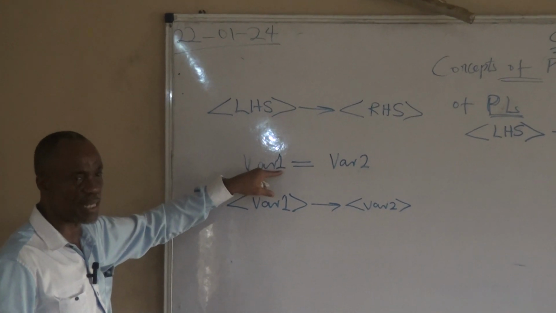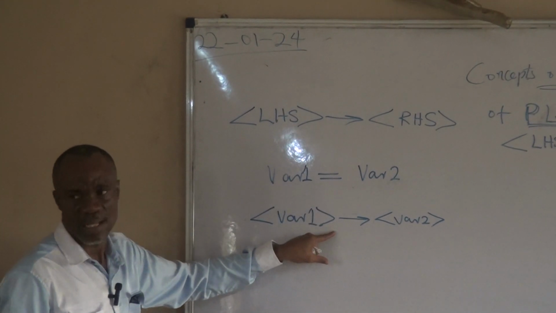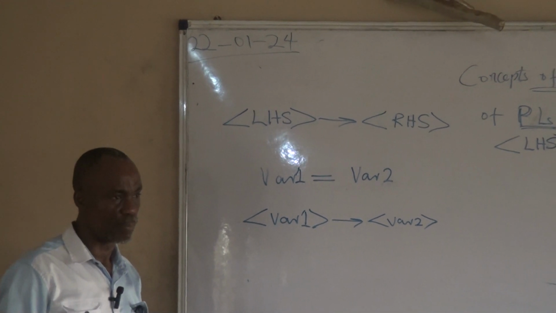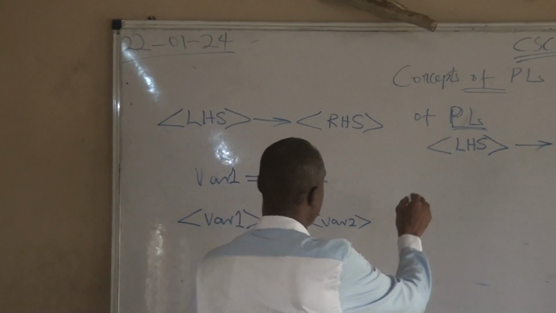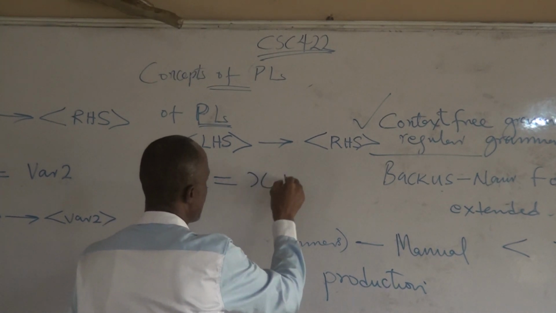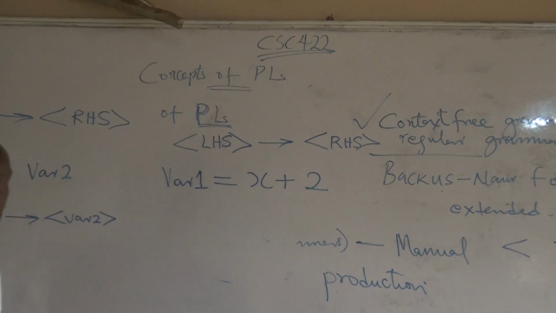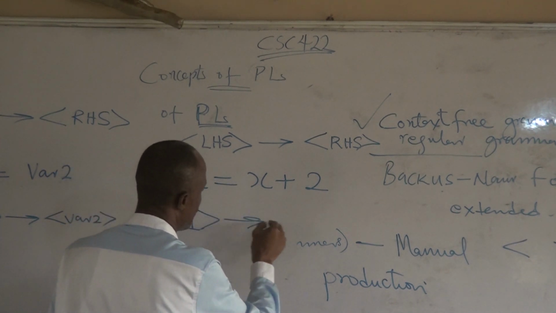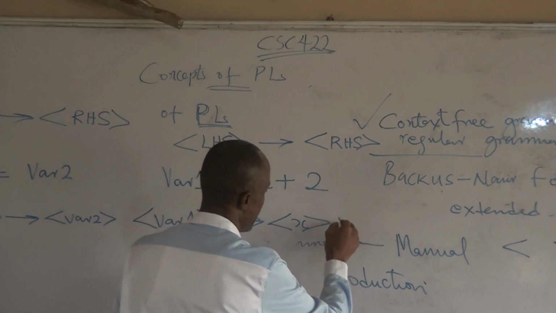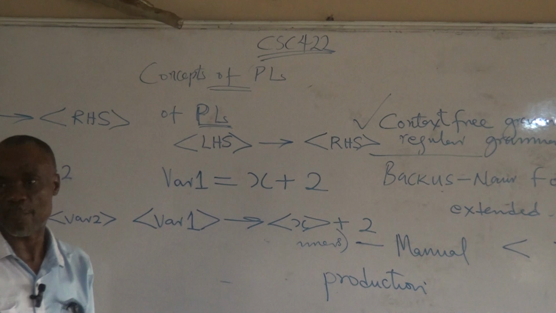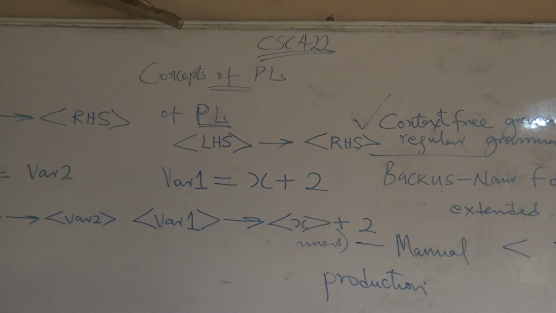So this is an assignment statement, and this is its representation in Backus-Naur form. But if I have another one like var1 equal to s plus 2, I'm going to write it as var1 produces s plus 2. This plus and this 2 are literals, so they are not in angular brackets. Anything in angular brackets needs to be further reduced to a terminal. Are we okay?